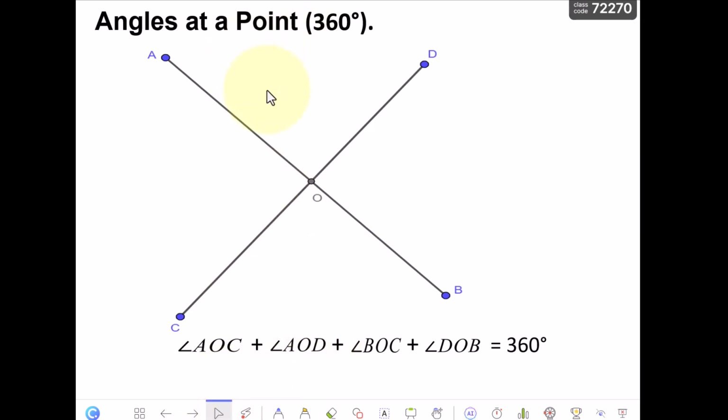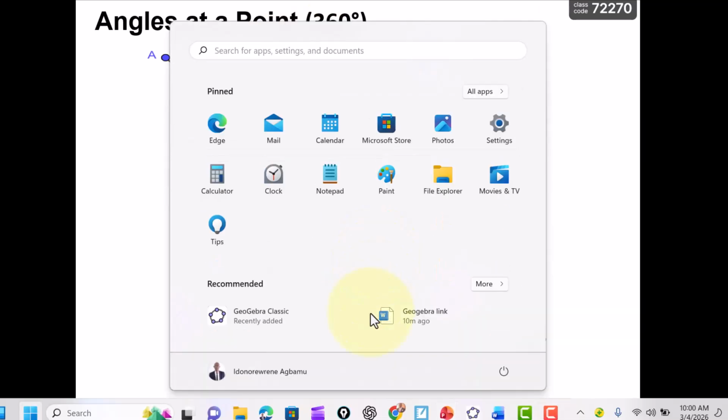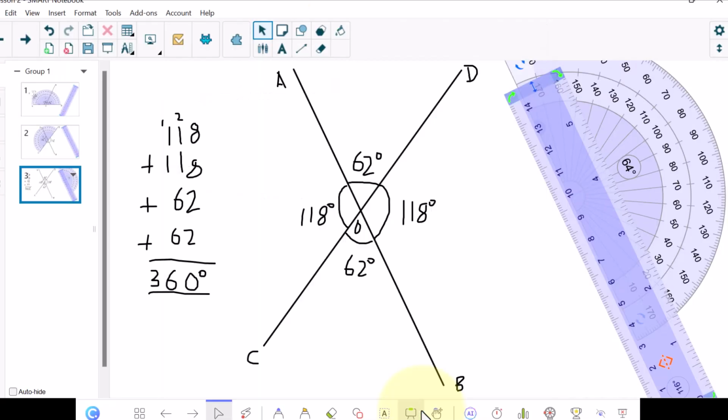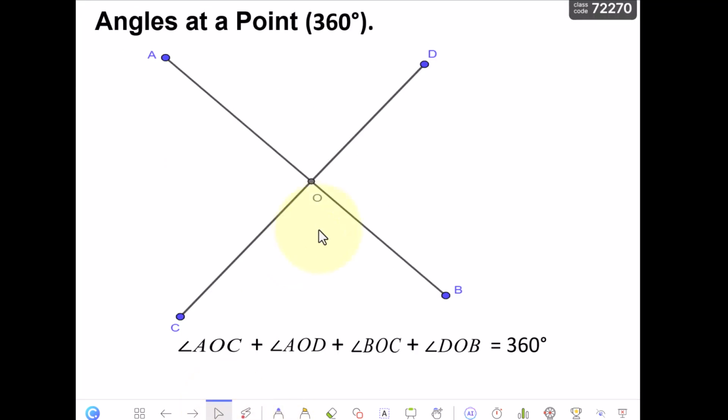If you understand these three properties: angles at a point give us 360 degrees, angles on a straight line give us 180, and vertically opposite angles are equal. So this was yesterday's note, what I demonstrated yesterday. You see the two lines, A to B, C to D. I measured all the angles around it, which is angle at a point. It forms a circle, and when you add all these angles, it gave us 360 degrees. This was the lesson of yesterday, and I want us to learn the properties and use them to solve questions.